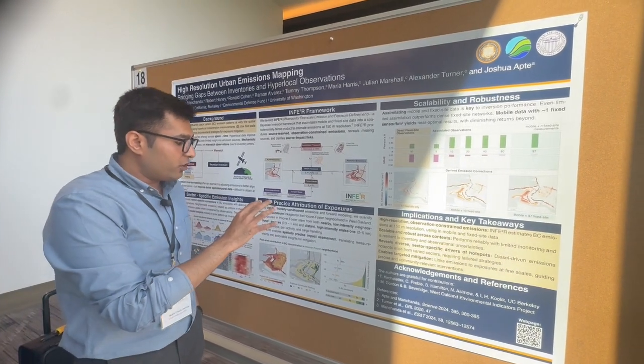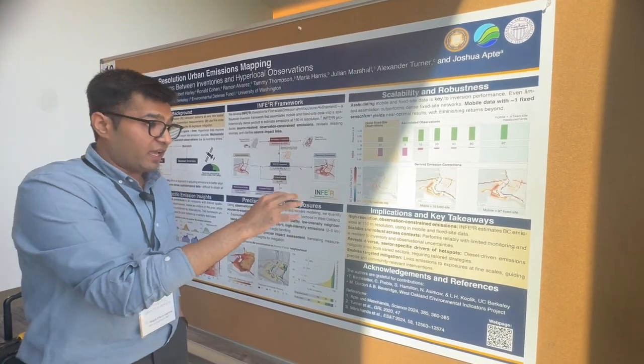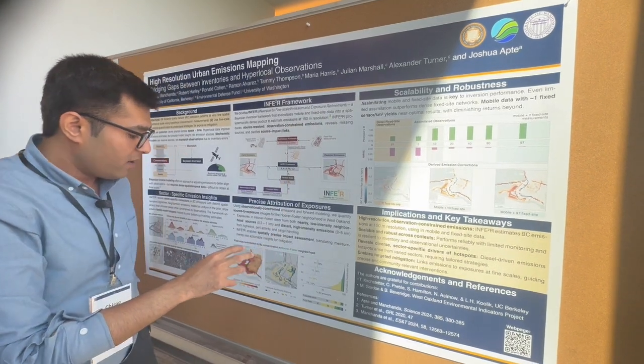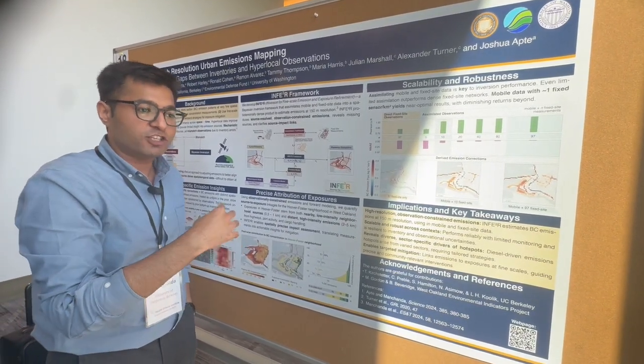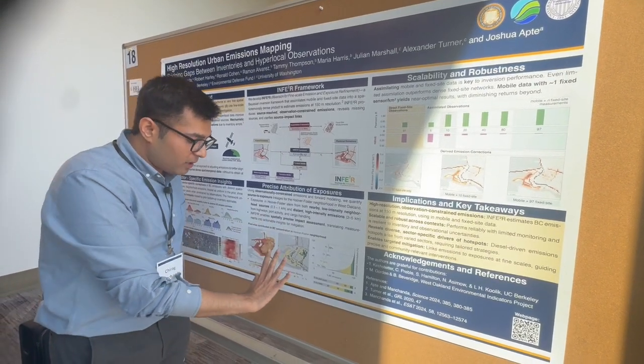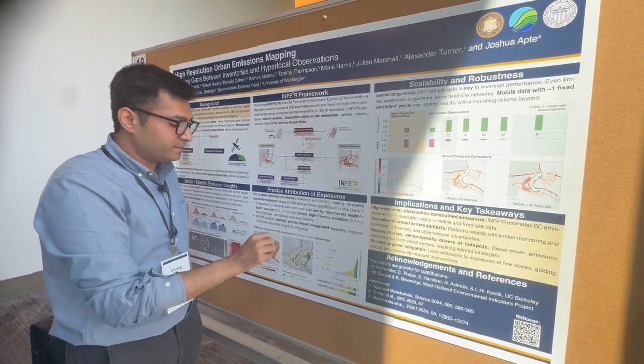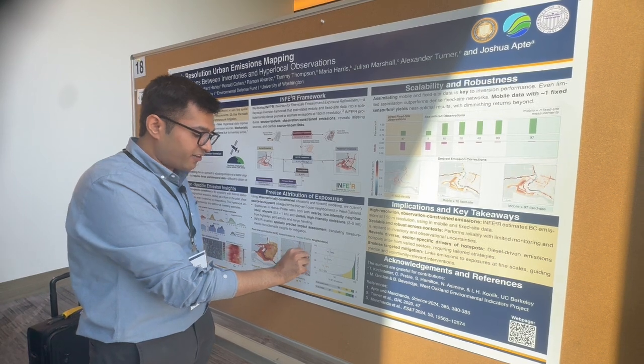But also we were able to precisely attribute exposures, again in an observationally constrained manner. We picked a particular neighborhood downwind of most of the emissions and we traced back what's actually impacting the neighborhood, and we were able to precisely, at a pixel level, see what impacts concentrations there.